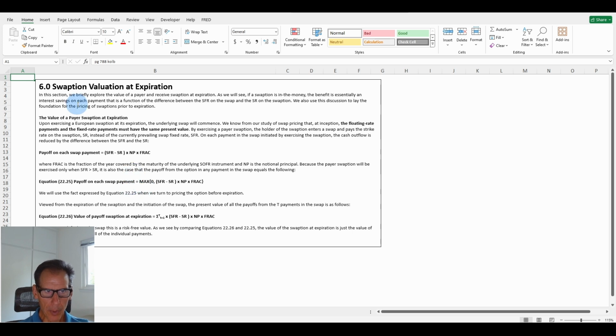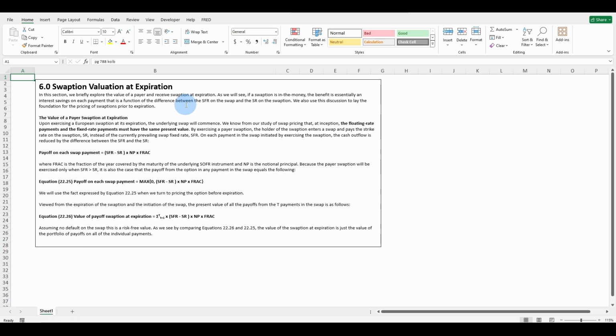In this section, we briefly explore the value of a payer and receiver swaption at expiration. As we will see, if a swaption is in the money, the benefit is essentially an interest savings on each payment that is a function of the difference between the SFR on the swap and the strike rate on the swaption. We also use this discussion to lay the foundation for the pricing of swaptions prior to expiration. I'll get into the details as we move forward.